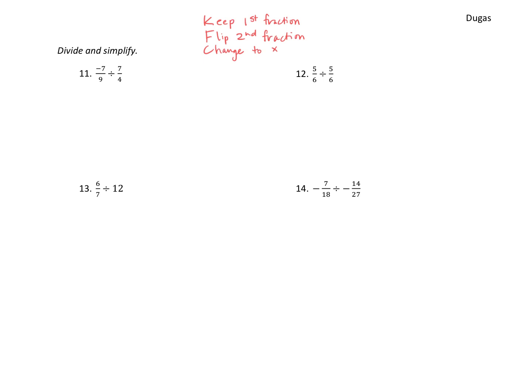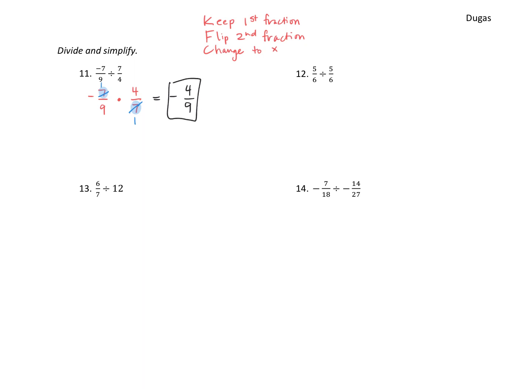In number 11, I'm going to keep the first fraction the same. I'm going to flip the second fraction. So instead of being 7 over 4, it's going to be 4 over 7. And I'm going to change the division to multiplication. And now, since I've changed it to multiplication, I just do the same thing I did in the last 4 examples. I can cross reduce. So we have a 7 and a 7. Those are both evenly divisible by 7. So that would be a 1 and a 1. Nothing else is in common. So I'll multiply straight across, and I will get -4/9.